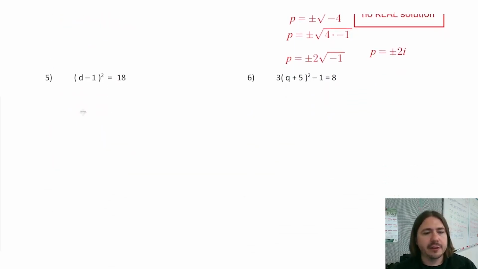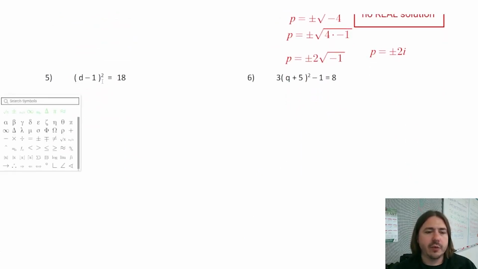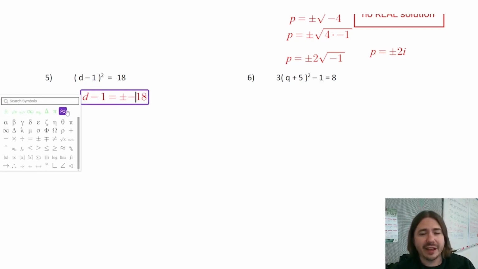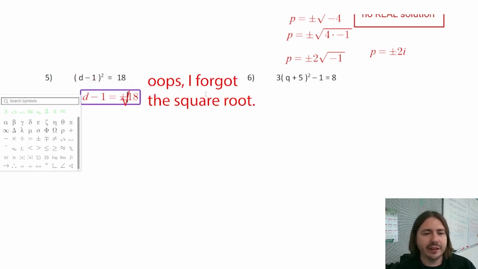Number 5. Now here we've got not just d squared, but d minus 1 squared. So even though we have an isolated squared expression, we're still going to take the square root of both sides because we do have something squared that's isolated. So when we take the square root of both sides, we're going to get d minus 1 equals plus or minus the square root of 18. Now plus or minus 18, the minus is kind of redundant, because either way you're going to have positive 18 or negative 18. We really don't need that negative sign there anymore.